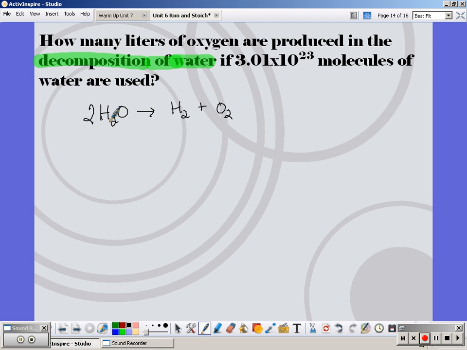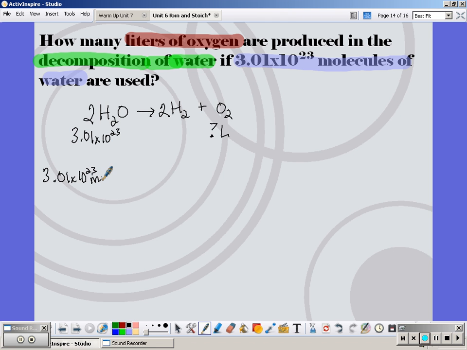I'm given molecules of water, and I am looking for liters of oxygen. So underneath water, I'd put 3.01 times 10 to the 23rd. And under oxygen, I'd put question mark liters. So I start with my given, molecules, water.